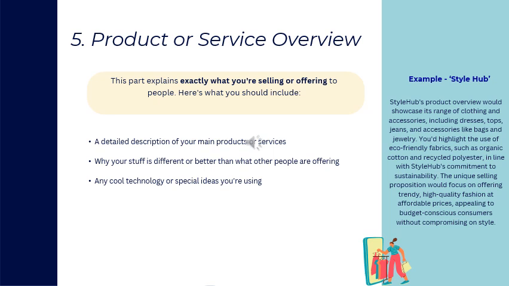For example, Style Hub. Style Hub's product overview would showcase its range of clothing and accessories, including dresses, tops, jeans, and accessories like bags or jewelry. You would highlight the use of eco-friendly fabrics, such as organic cotton and recycled polyester, in line with Style Hub's commitment to sustainability. The unique selling proposition would focus on offering trendy, high-quality fashion at affordable prices, appealing to budget-conscious consumers without compromising on style.